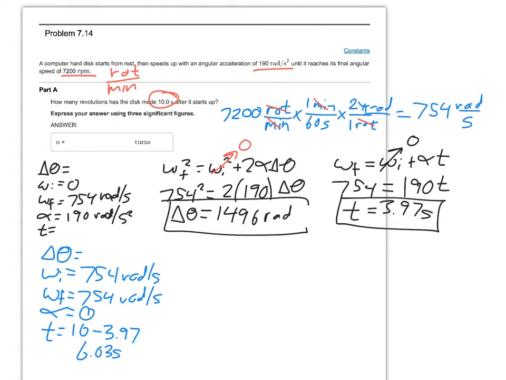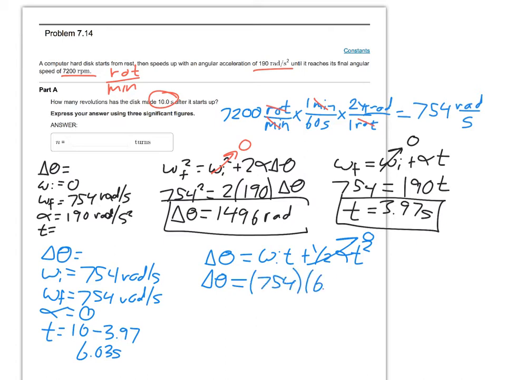So we can go ahead and find our angular displacement for that time. I'm just going to use omega initial t plus 1/2 alpha t squared, and that second term, of course, goes away. And so I get that my angular displacement here is going to be 754 times 6.03, which gives me a displacement of 4,546 radians.